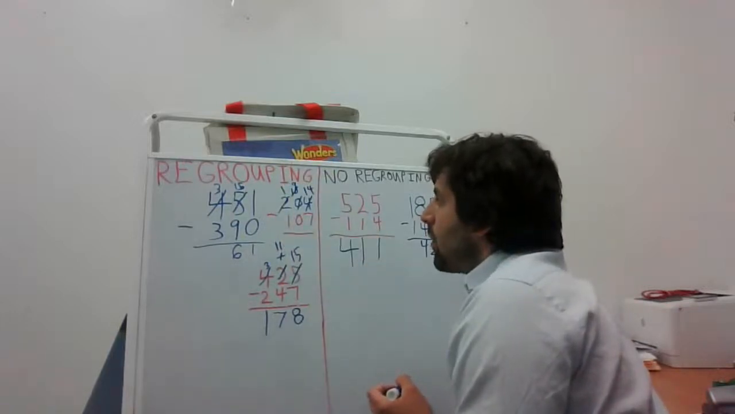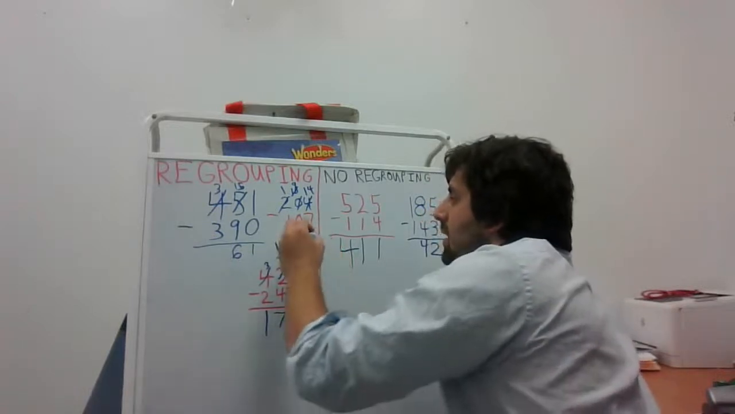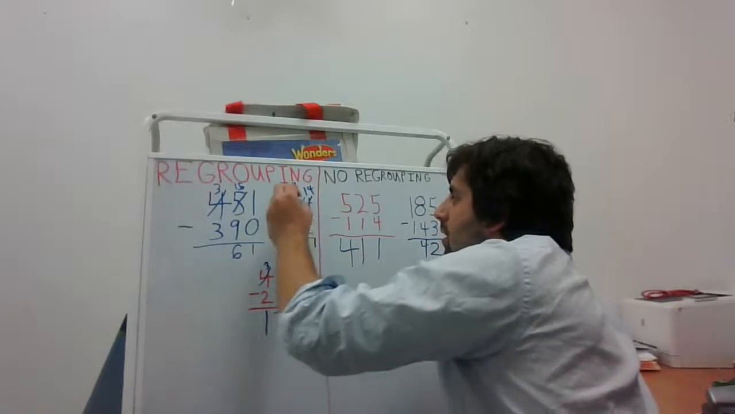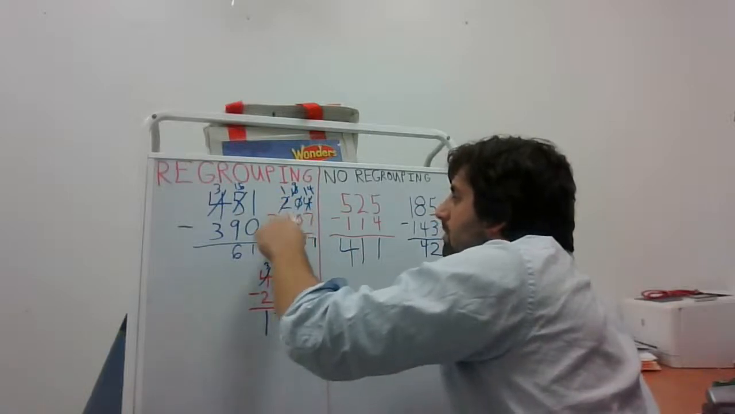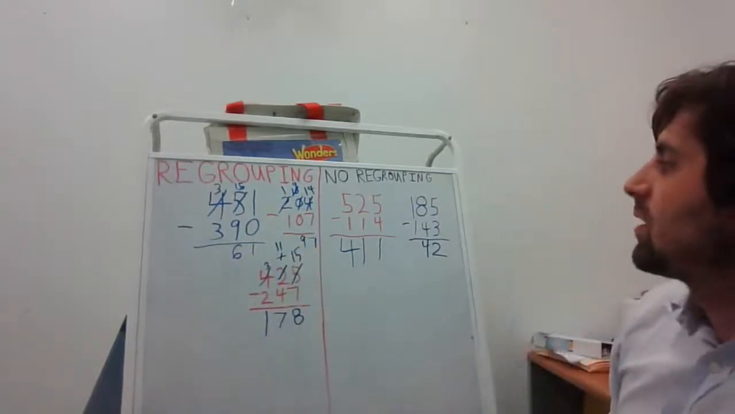All right, so 14 minus 7 equals 7. 9 minus 0 equals 9. 1 minus 1 equals 0. You can put a 0 there, leave it blank. And our answer is 97.